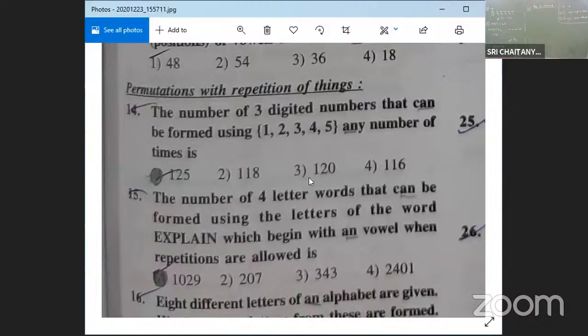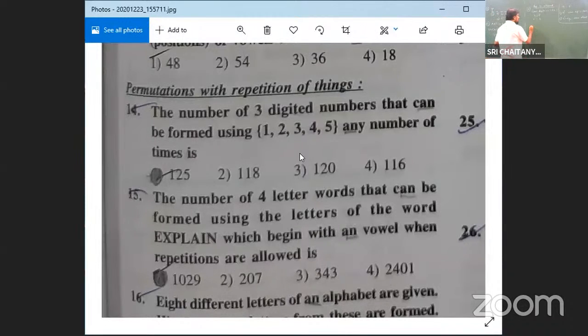The number of 3-digit numbers that can be formed using 1, 2, 3, 4, 5 any number of times means repetition is allowed. So see that 14th problem, I am going to do on the board. Given digits are 1, 2, 3, 4, 5, so n is equal to 5. Required digit number r is equal to 3. Right? It is a 3-digit number he asked you.